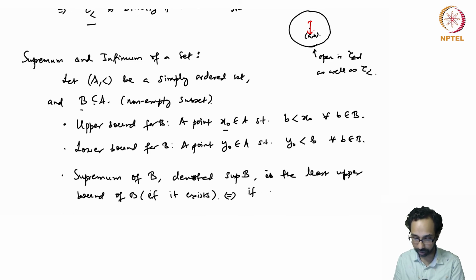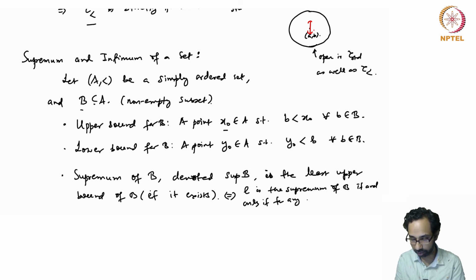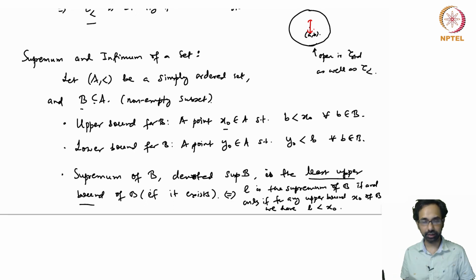So L is the supremum of B if and only if for any upper bound x naught of B we have L is less than x naught. In fact, since L is the least upper bound, it's also an upper bound, so we should allow L to be less than or equal to x naught.